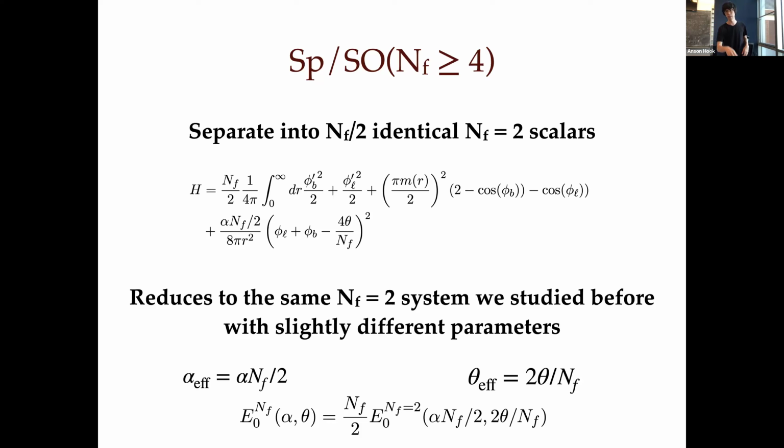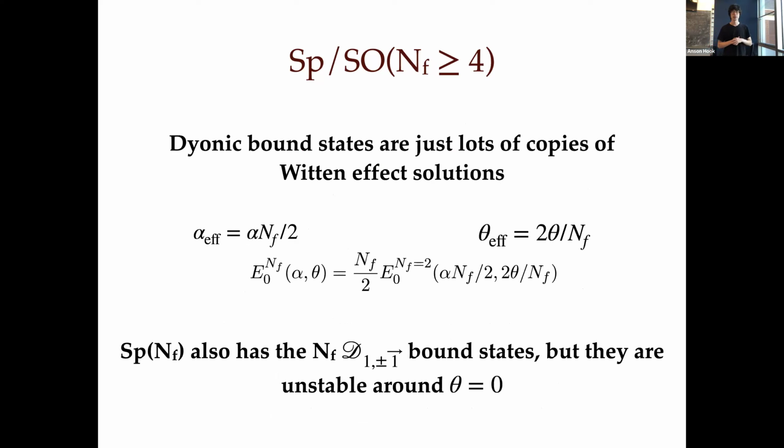And that 2 in front of the effective theta is just the statement that fermions happen to have charge 1/2 as opposed to 1. So this is just saying it's a bunch of scalars with theta slightly smaller, and this looks like a bunch of copies of the Witten effect. So what is the bound state of the dyon? The bound state of the dyon is theta equals 2 pi.